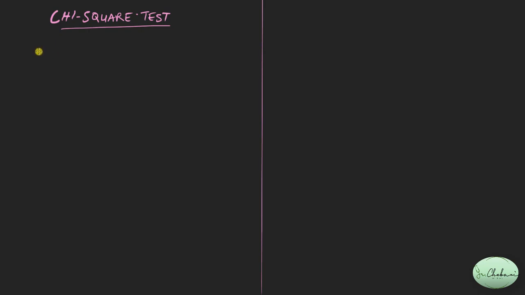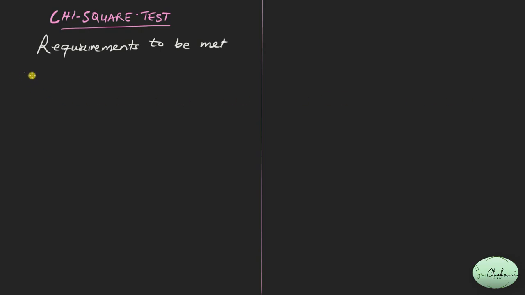There are 4 of them. So the assumptions that have to be met, the requirements to be met for a chi-square test to be valid. Let's just discuss them quickly.